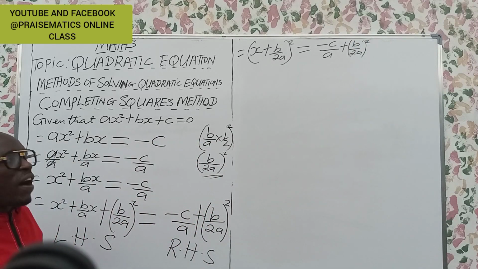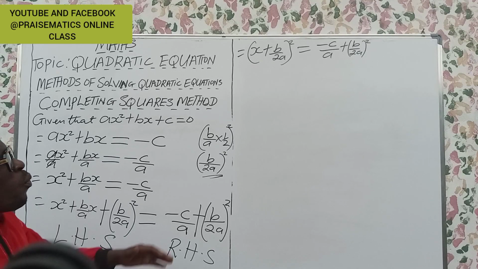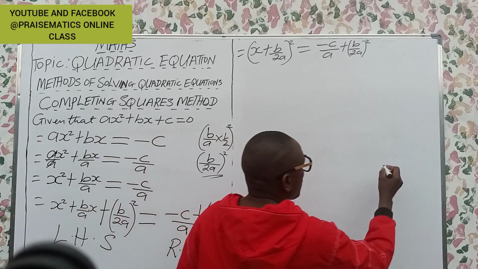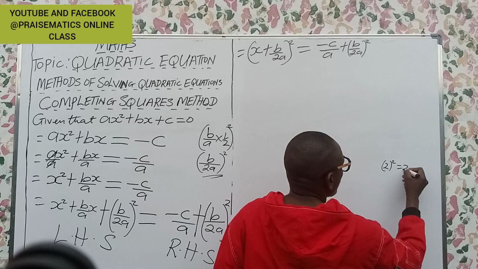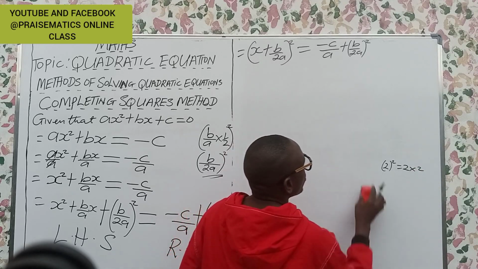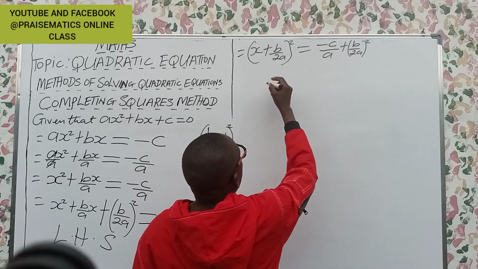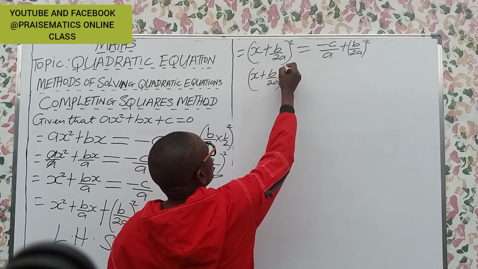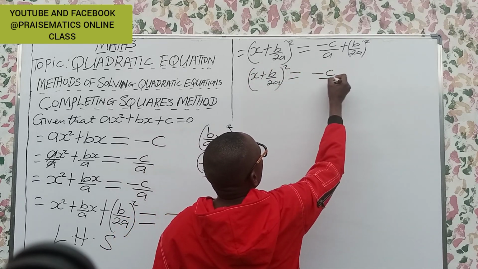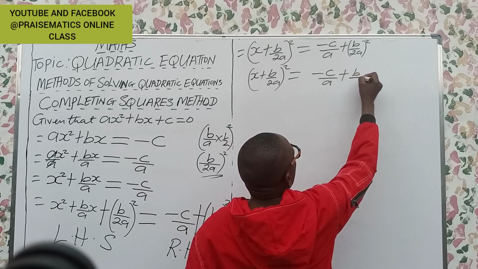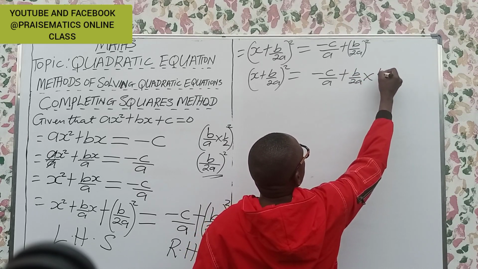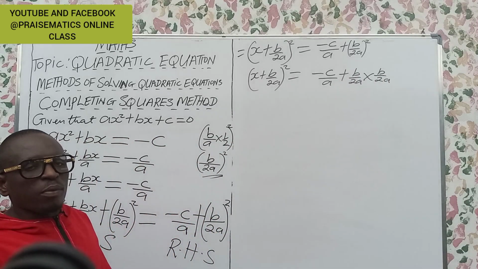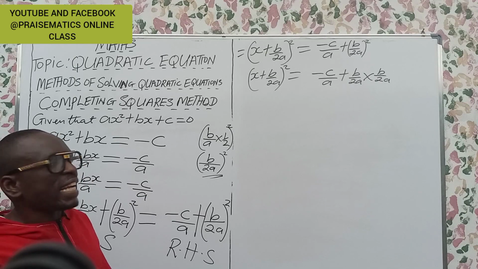Okay, step 5. What do we do here? Step 5, we need to expand the right hand side. Always remember that 2 raised to the power 2 means 2 times 2. So that is what we are going to do here now. 2 times 2. So we are going to have that x plus b over 2a all square is equal to minus c over a plus b over 2a multiplied by b over 2a. So that is it. That is step 5. Expand the right hand side.